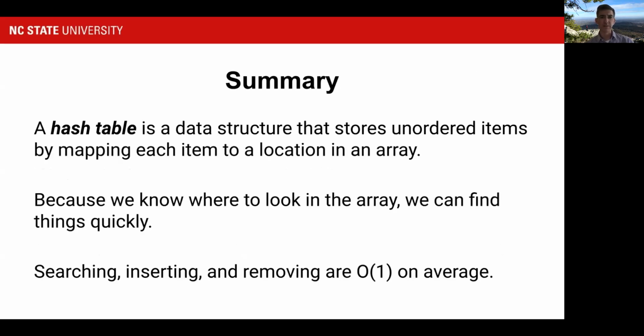So a hash table is a data structure that stores unordered items by mapping each item to a location in an array. And because we know where to look in the array, we can find things quickly. What this means is that we can do searching, inserting, and removing on a hash table in O(1) time on average.